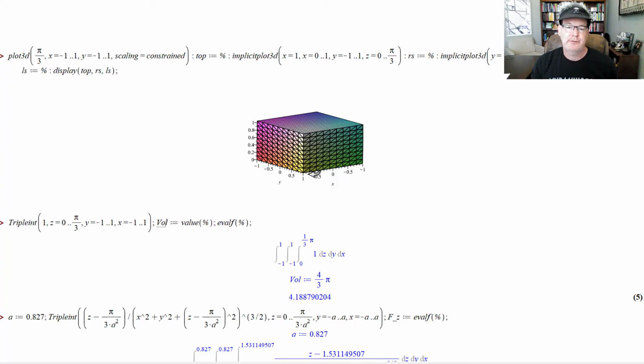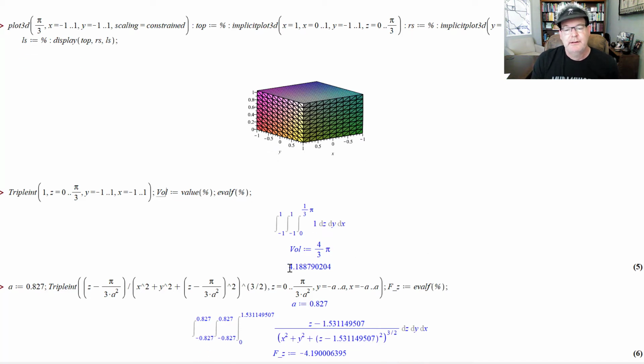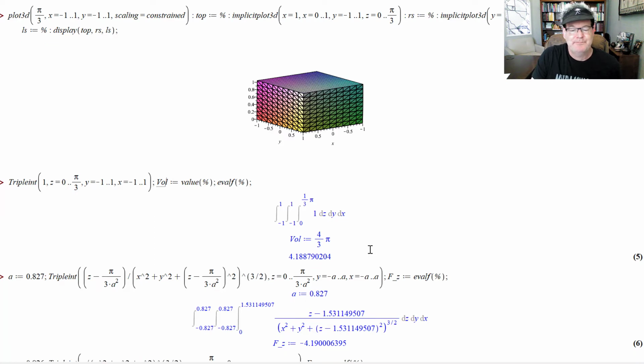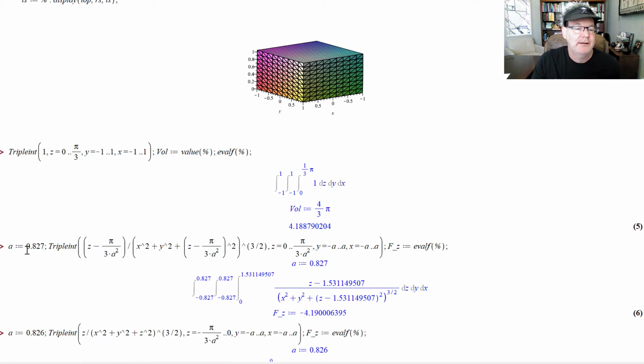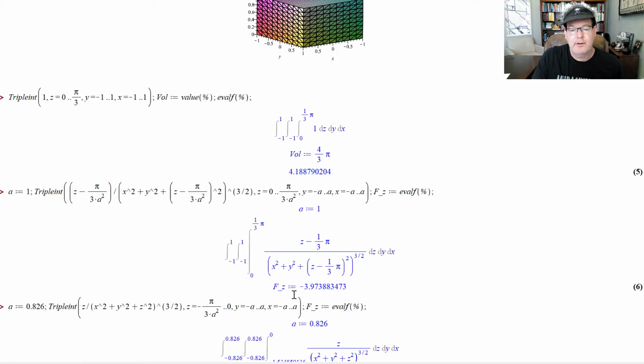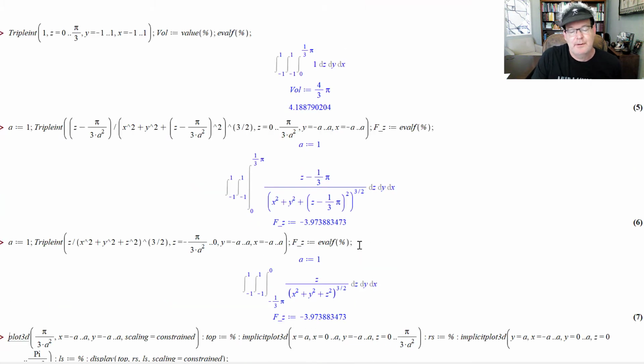This shape goes from negative 1 to 1, so this is a 2 by 2 by pi over 3. Again, if you put something at the North Pole there, what would the pull be? Well, first I'll find the volume, 4/3 pi, and that's about 4.1888 if I round. So that would be the volume, and again, that's the pull for the sphere. But if I do the triple integral here, let me make a equal to 1 first. So I got negative 3.97, so it's not as strong. This is with the point mass at the origin.